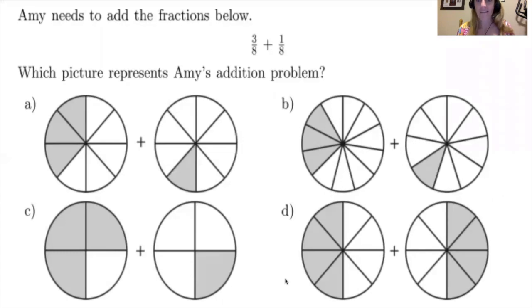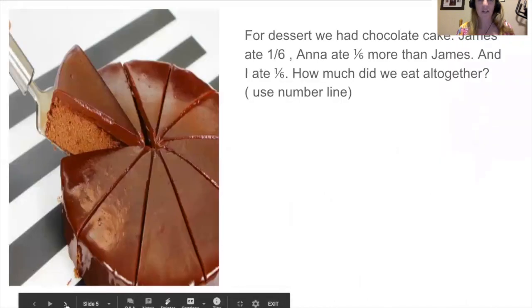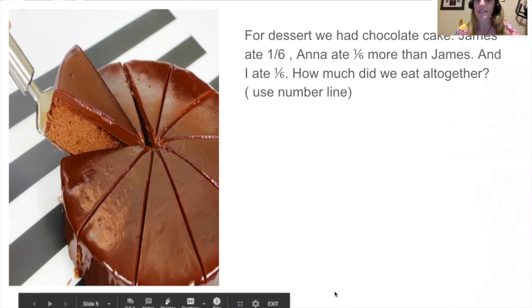That was mighty fun. Let's try another one. This time we're going to look at a different model. It's the number line. So after we had pizza, we had chocolate cake because Miss Rushing loves chocolate cake. Shh, don't tell anybody. We're going to still use the read, plan, solve method.